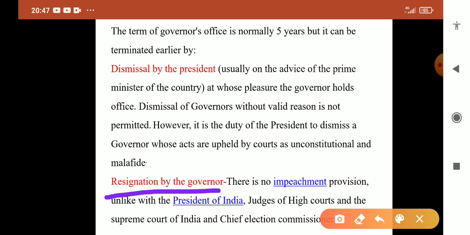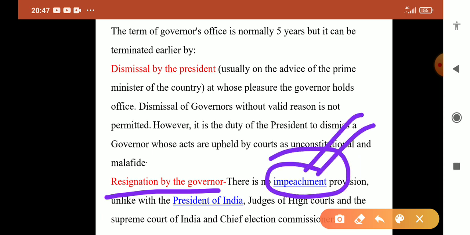जैसे president को और judges हाई कोर्ट और सुप्रीम कोर्ट को impeach करके हटाया जाता है, लॉ पास होता है, वोट पास द्वारा impeachment होती है अपने पार्लियामेंट में. सो सच प्रोविज़न इज़ नॉट देयर फॉर गवर्नर. यहाँ पे हटाना हो तो प्रेसिडेंट कभी भी हटा सकते हैं उसको, राइट?